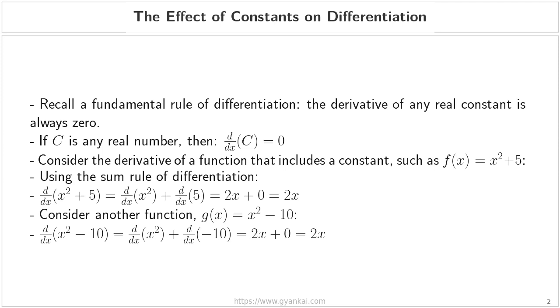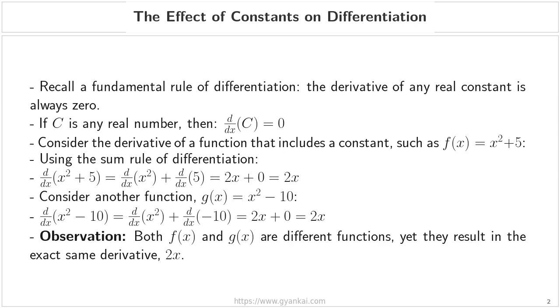The derivative with respect to x of x squared minus 10 is equal to the derivative with respect to x of x squared, plus the derivative with respect to x of negative 10. The derivative of x squared is still 2x, and the derivative of negative 10 is, of course, 0. So, the derivative of g of x, which is x squared minus 10, is also 2x plus 0, which simplifies to 2x. Now here's the key observation, and it's really important.